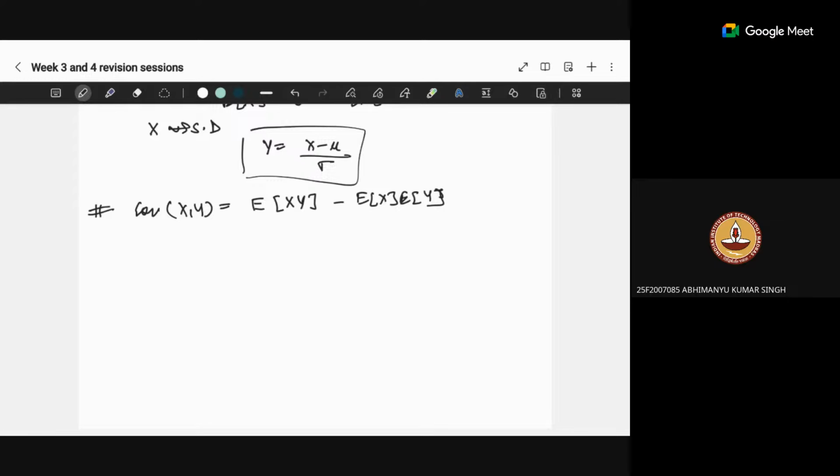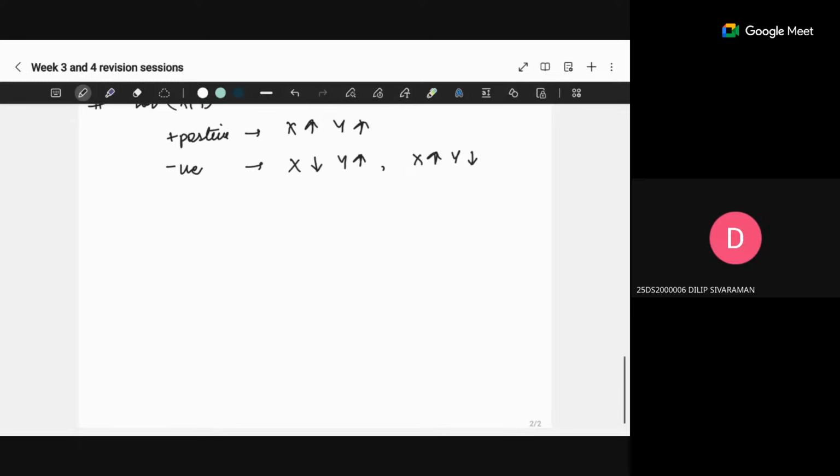So if my covariance is positive, then if my x is increasing, y is also increasing. Let's suppose it is negative, then they are in opposite directions. If my x is decreasing, my y will be increasing, or if my x is increasing, my y will be decreasing. Correct?